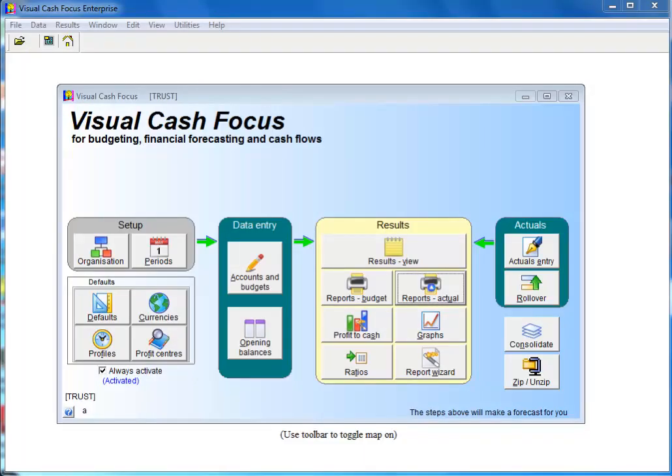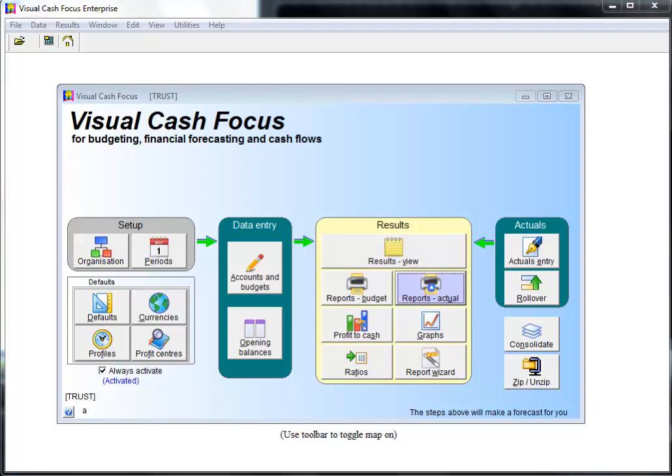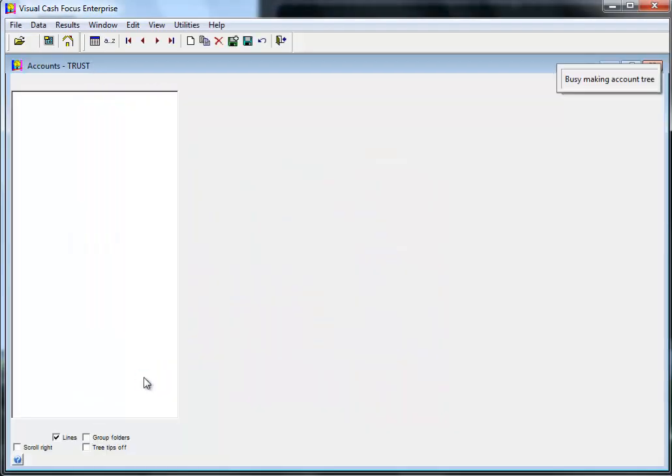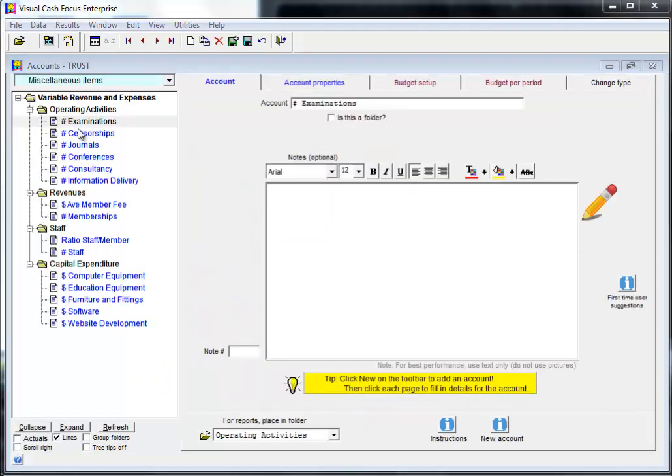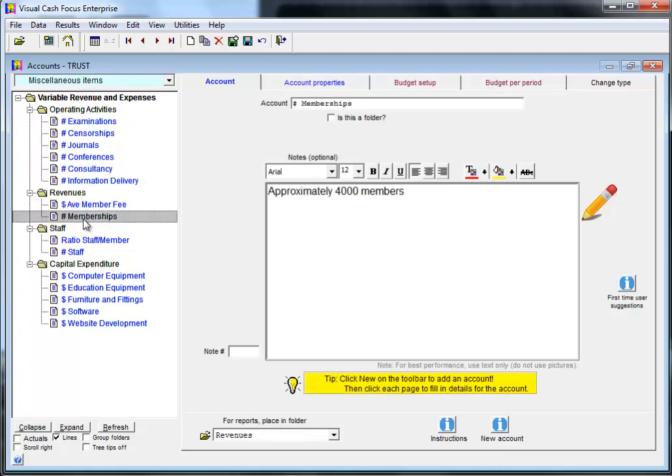In this example, we're using the Service Edition of Cash Focus to model the operational activities and results of a large organisation that provides education and support services to its members. Key features of this model include the number of cost centres, the large chart of accounts, and the list of non-financial drivers used for their budgeting and forecasting. In the non-financial area, revenue and expense drivers include the key operational activities, the number of memberships and average fee, staff numbers, and capital expenditure.